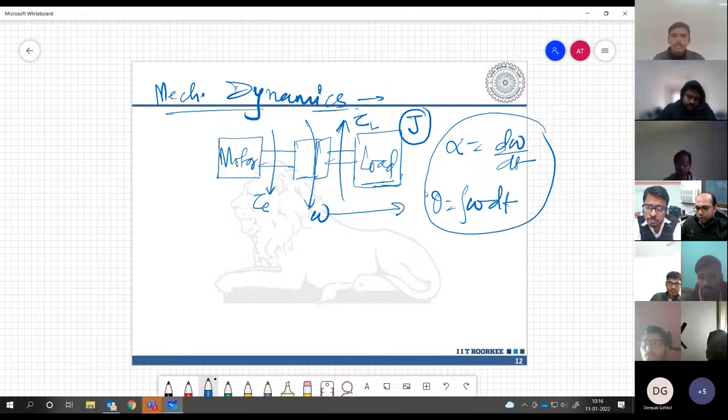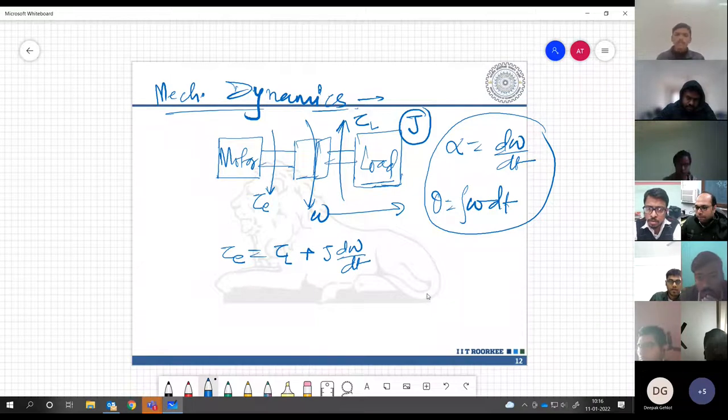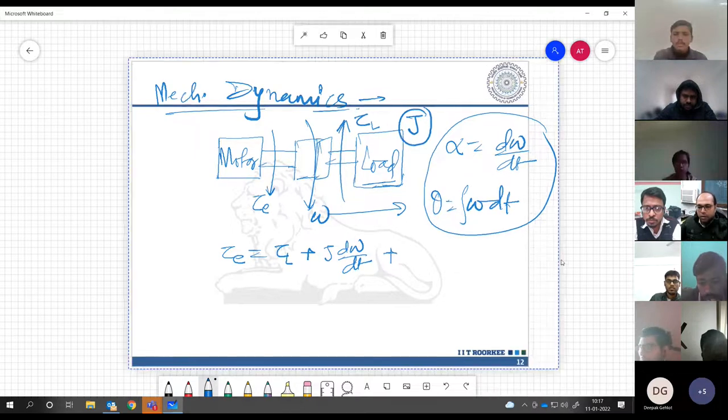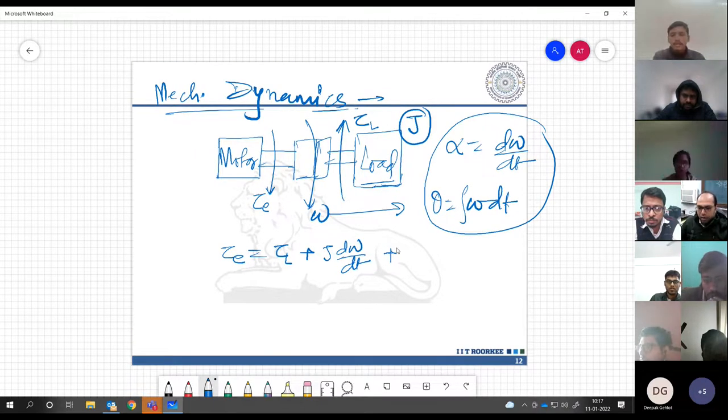Many of you might already know the equations for this. Can you suggest? Electrical torque equals load torque plus J into d by dt of omega. Is this complete? One more term is missing: B omega. Omega dJ by dt. Very good answer.